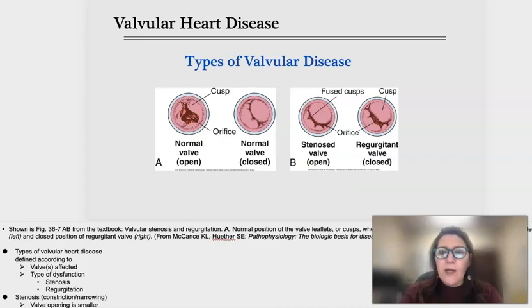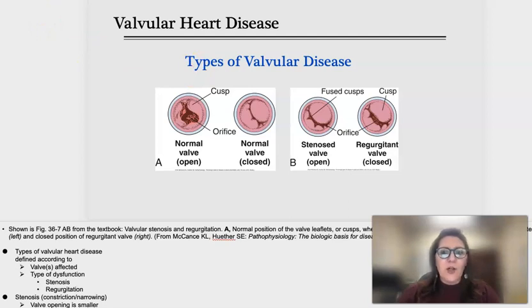So there's a cusp and the orifice, and the fused cusp and the regular cusp for the stenosed or the regurgitant. So it regurgitates, and so we want normal. We want a cusp. We want it to be open and closed and open and closed and normal. We don't want it to be stenosed or have regurgitation. So the type of dysfunction could be stenosis or regurgitation.